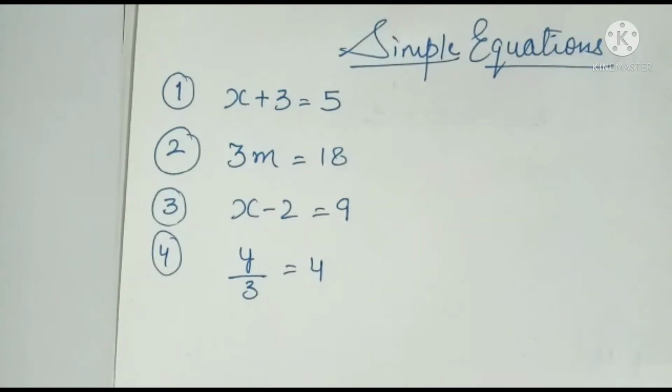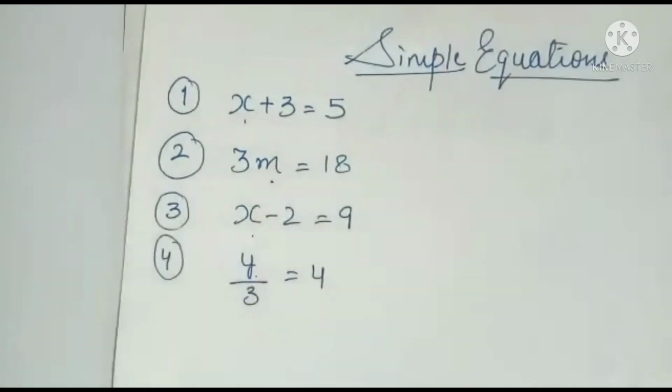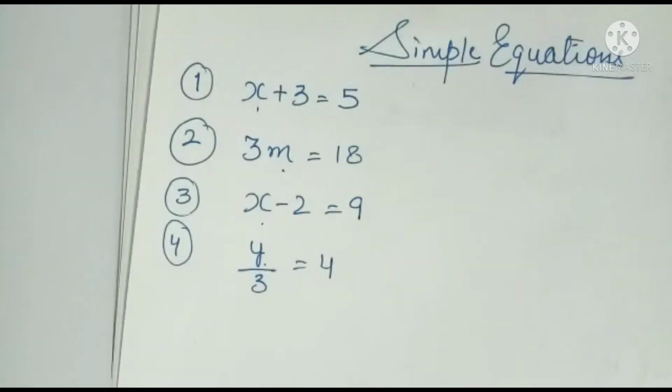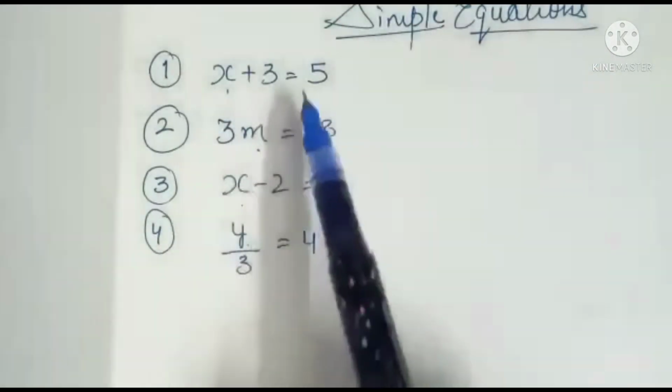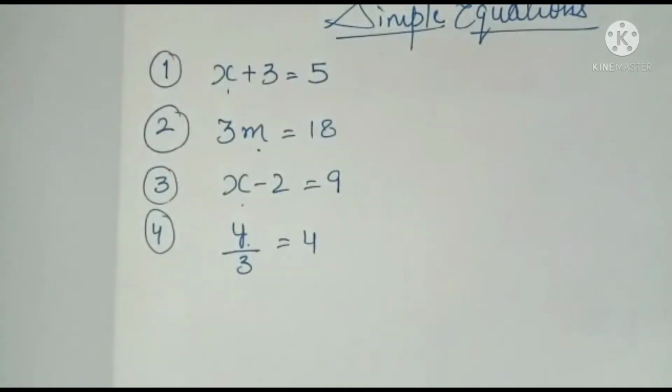Now, variable. A variable is something whose value is not fixed, and we denote variables with alphabets. So here x, m, x and y, all these are known as variables. How does this become an equation? Because there is an equal sign between two expressions, so this is known as an equation.